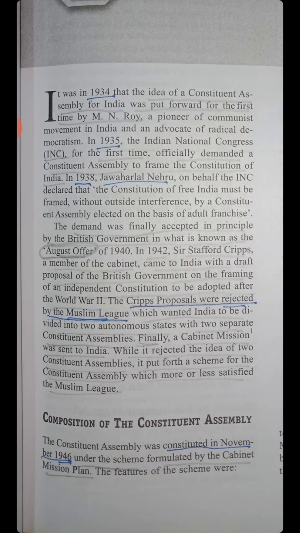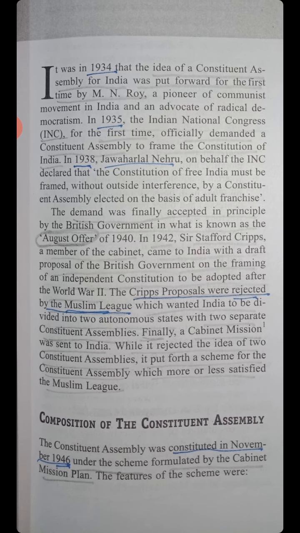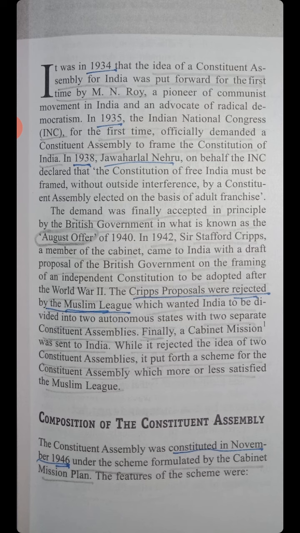It was in 1934 that the idea of a Constituent Assembly for India was put forward for the first time by M.N. Roy, a pioneer of the communist movement in India and an advocate of radical democratism. In 1935, the Indian National Congress, for the first time, officially demanded a Constituent Assembly to frame the Constitution of India. In 1938, J.L. Nehru, on behalf of the INC, declared that the Constitution of Free India must be framed without outside interference by a Constituent Assembly elected on the basis of adult franchise.